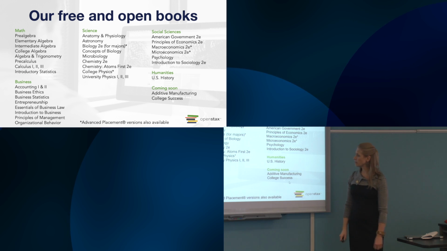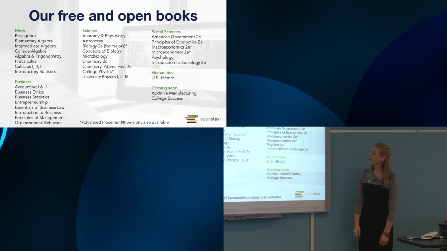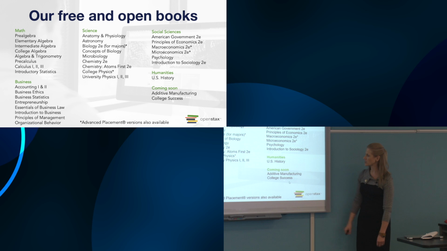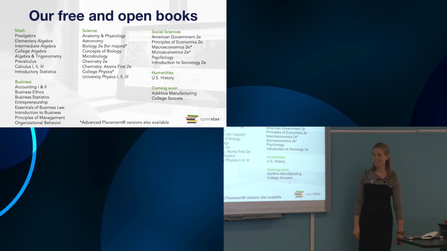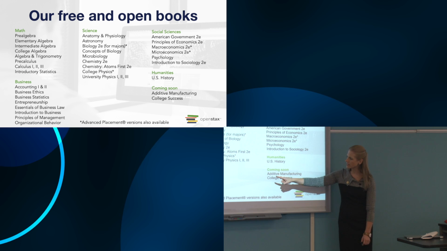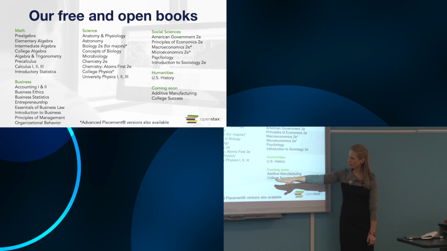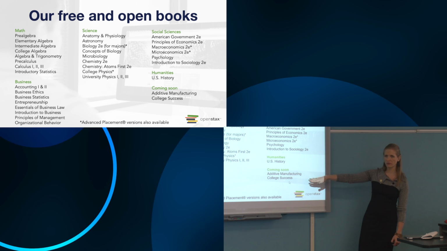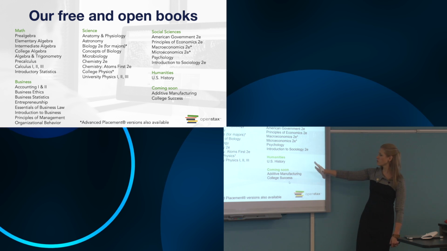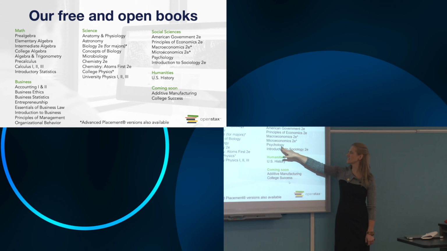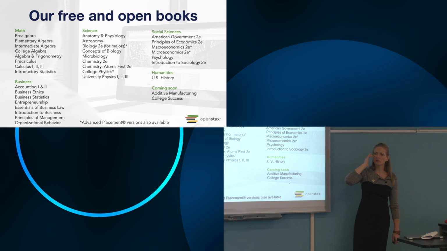So these are the books that we have available right now, and whenever I throw this up, I always get two questions. Number one is what's coming next. We're working through the business books. We're still in the process of publishing Entrepreneurship and Essentials of Business Law. Then we're working on additive manufacturing, which is 3D printing, I've been told, and a college success book. And then we're doing a second edition of our psychology book.